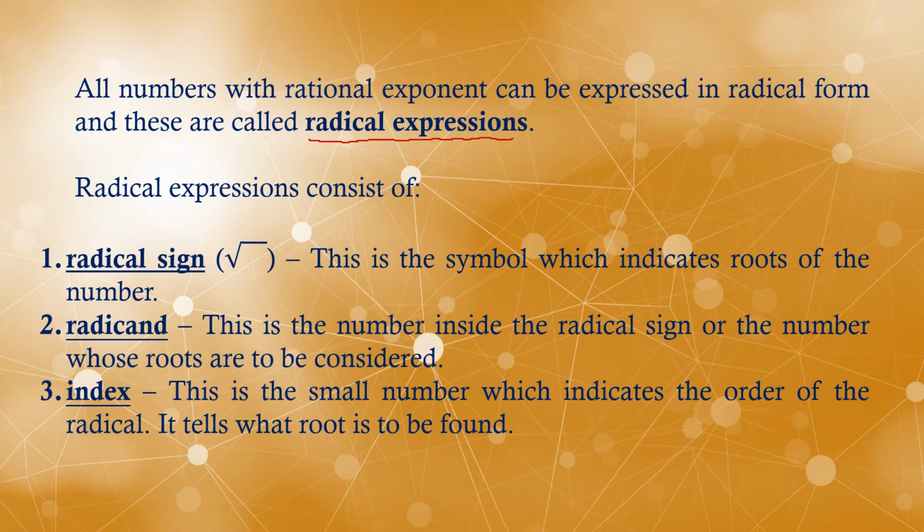Radical expressions consist of a radical sign. This is the symbol which indicates roots of the number. Next, we have the radicand. Radicand is the number inside the radical sign, or the number whose roots are to be considered. And for the third one, we have the index. This is the small number which indicates the order of the radical. It tells what root is to be found.